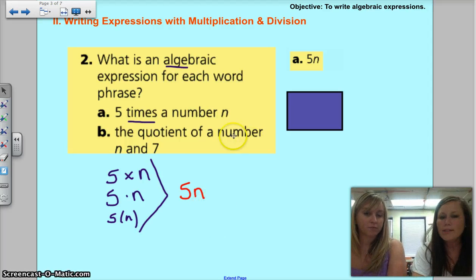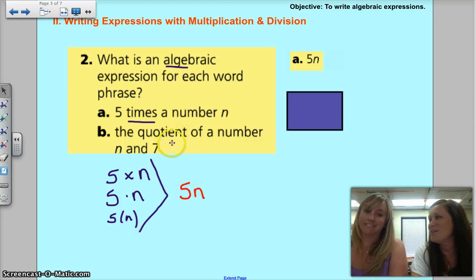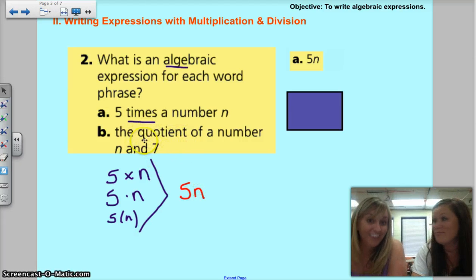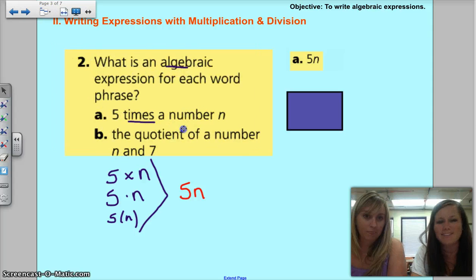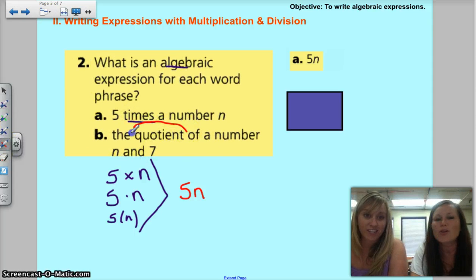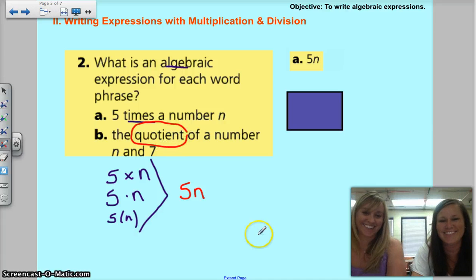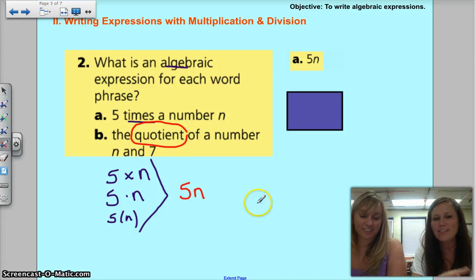Okay, B. The quantity, no, that says quotient. Good thing I teach math, right? Not reading. The quotient of a number n and 7.